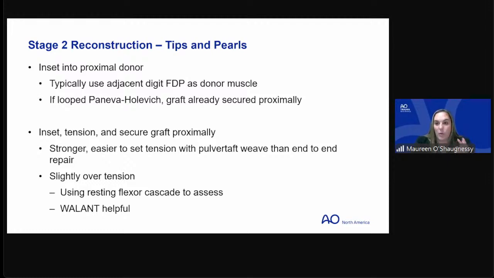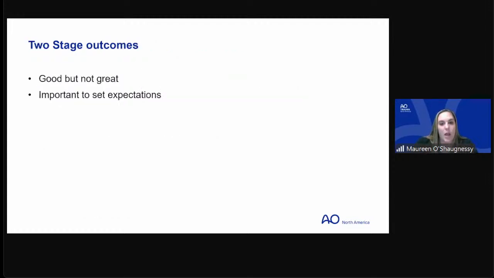Generally, we recommend a Pulvertaft weave over end-to-end repair just because it's a little bit stronger and you don't really need that gliding smoothness because you're out of the zone 2. And like I said, slightly over tension can be really helpful for this because you can have them check it. And if it's too loose or too tight, you can change it right away. And for that, I would pass my Pulvertaft weave, kind of secure it with 1 or 2 simple sutures just to kind of hold it, have them check it. And then that way I can remove my suture and tighten it or loosen it as I need to.